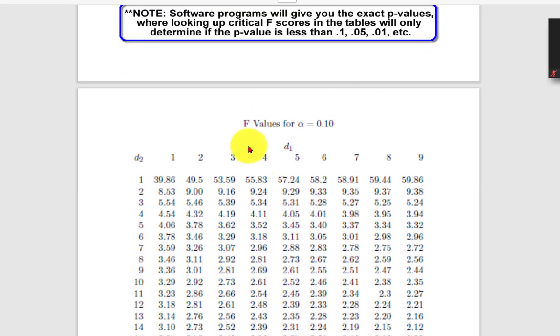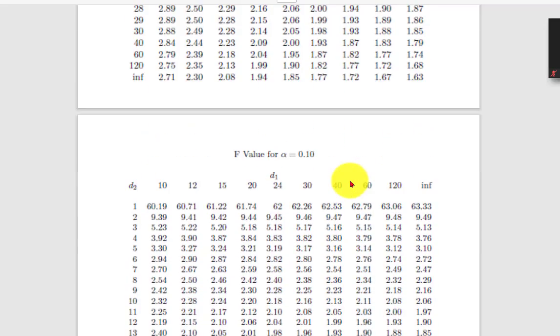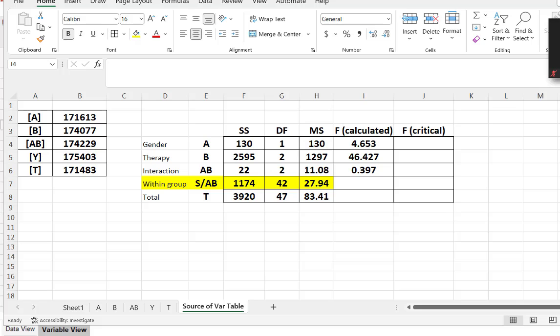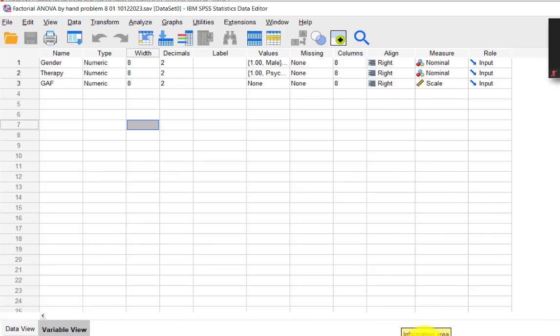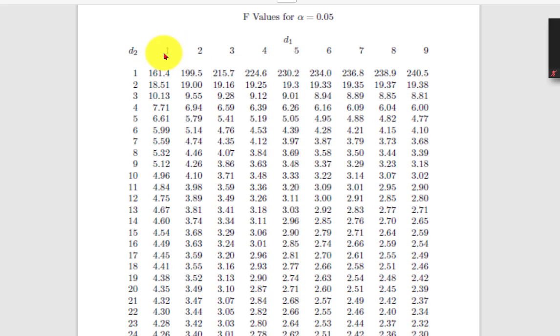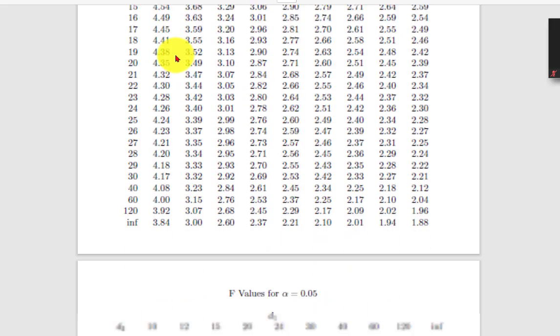But we're going to just look for, so our alpha is 0.05. Make sure you're in the right one. Okay, 0.05. So this one is degrees of freedom between groups. For gender, our degrees of freedom between was 1, and our within group was 42. So we go to column 1, and then we go down to row 42.